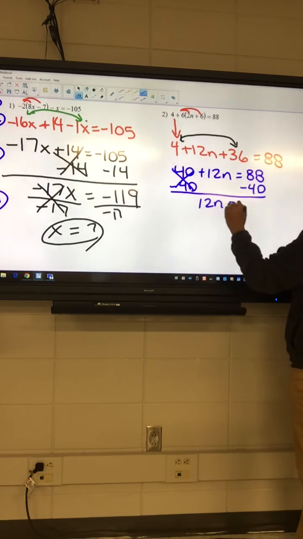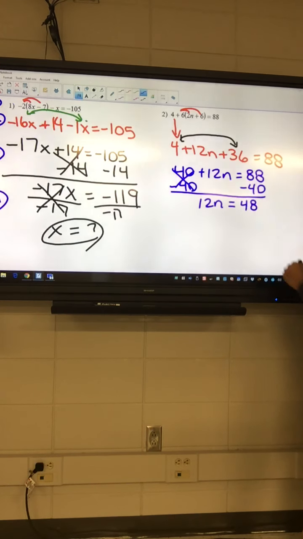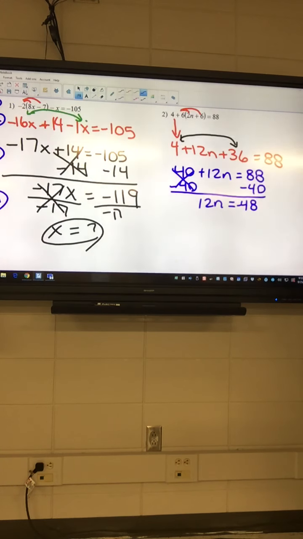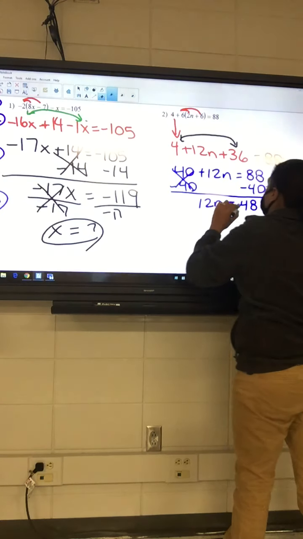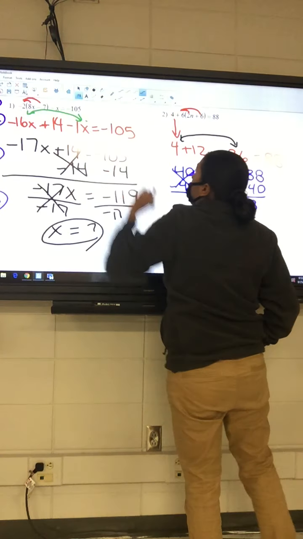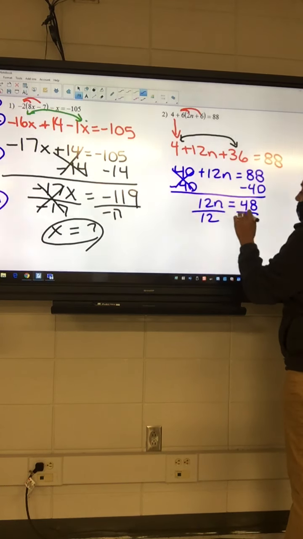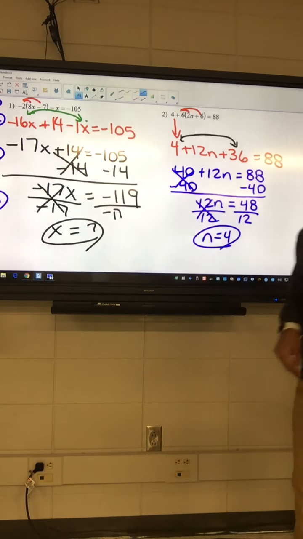12n equals 48. Okay, what's our last step? Divide. The answer is 4. Perfect.